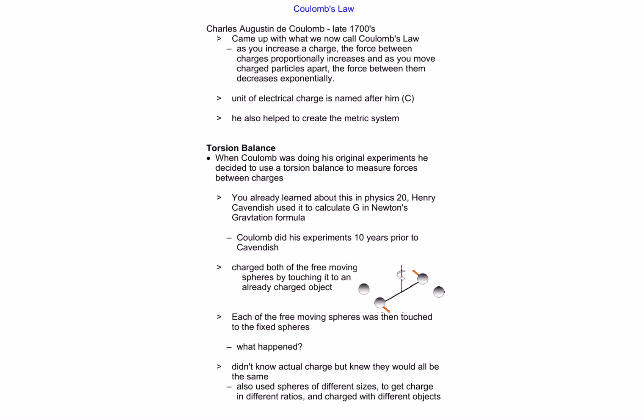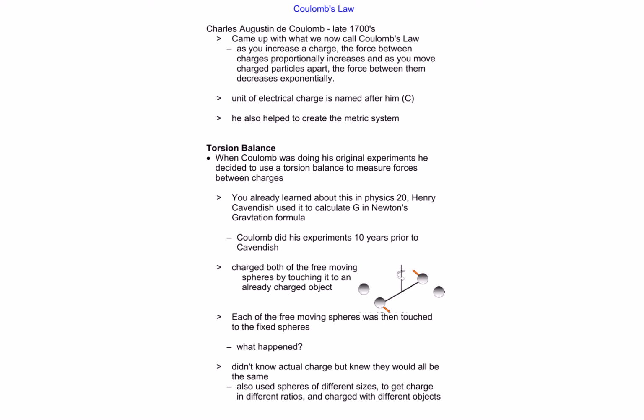Okay, today we're going to look at our last topic for this first chapter 10 part of the electricity that we're going to be doing. Today we're going to look at Coulomb's Law. Coulomb was a French physicist and did most of his work in the late 1700s, in the late 1780s, 90s, that sort of range, when he came up with a whole bunch of theories, but his most famous one is what we now call Coulomb's Law.